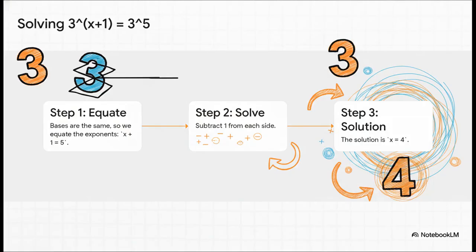And look how easy this makes it. Since the bases are both 3, we just forget about them. That complicated-looking exponential thing just turns into a super simple equation. x plus 1 equals 5. You subtract 1 from both sides, and there's our answer. x equals 4. See? The rule just does all the heavy lifting for you.